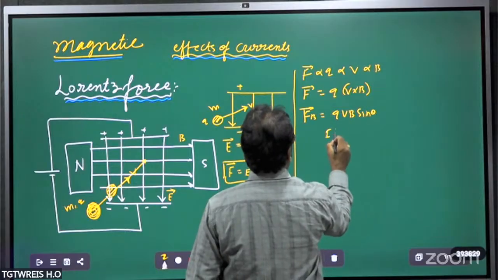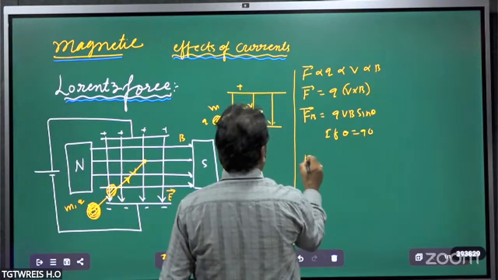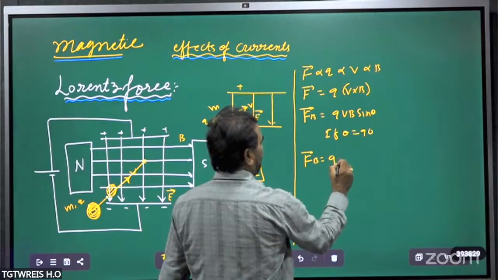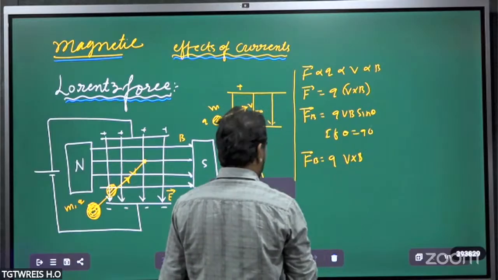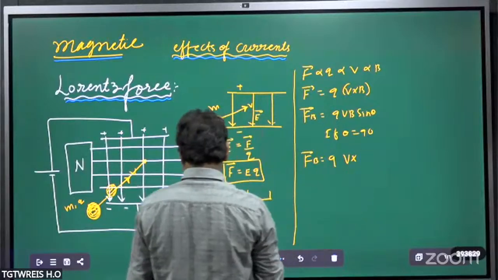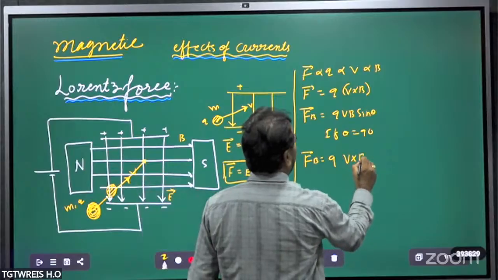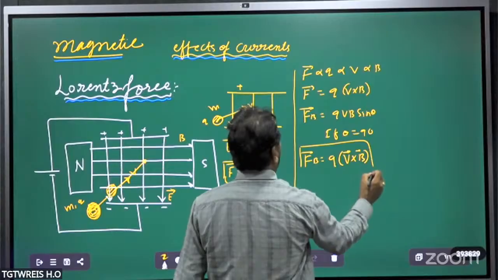If theta is equal to 90 degrees, the magnetic force acting on the particle is given by F is equal to Q into V cross B, that is F is equal to QVB. This is the magnetic force.